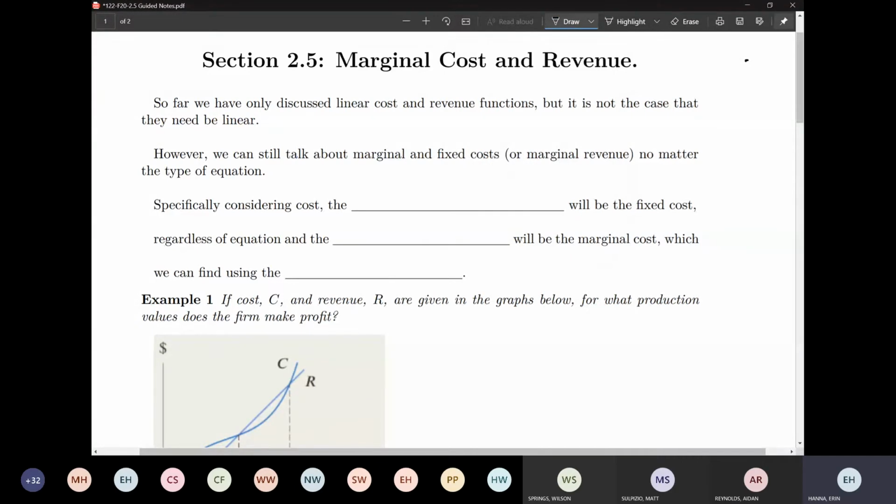All right, so we finished 2-4 the other day, that really short one about the second derivative. Oh man, I meant to look at your homework. I'll do that for Friday. Anyway, so 2-5 is about marginal cost and revenue.